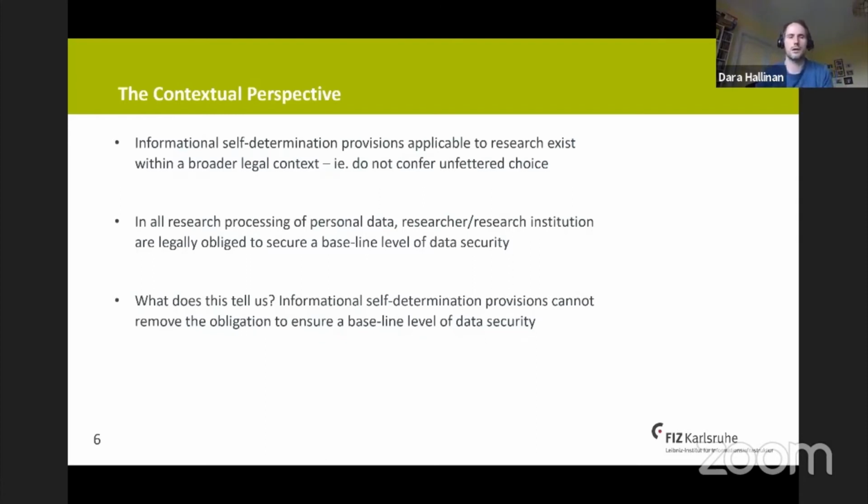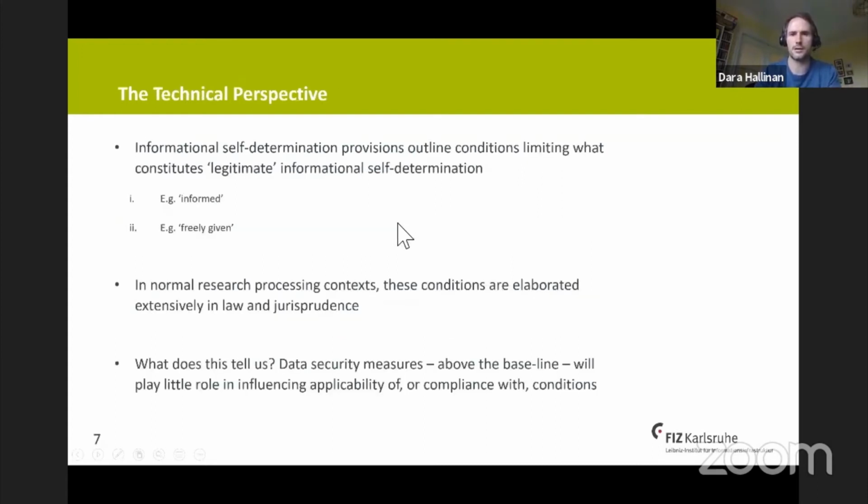Now, what does that tell us about the relationship between informational self-determination provisions and data security measures? Well, it essentially tells us that informational self-determination measures can't remove the obligation to ensure a baseline level of data security in all processing contexts. That's a rather terse conclusion and relatively self-explanatory, but I think it bears repeating. And the idea of a baseline level of security applicable in all contexts further feeds into the analysis of the technical perspective, which we jump into now.